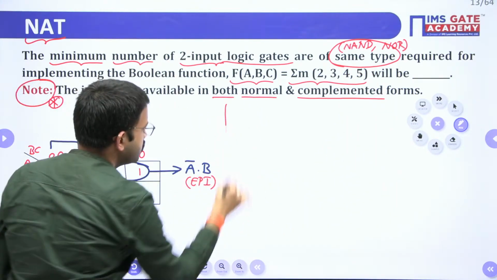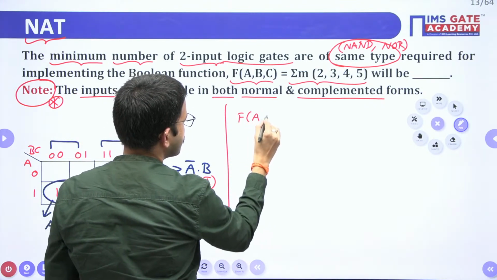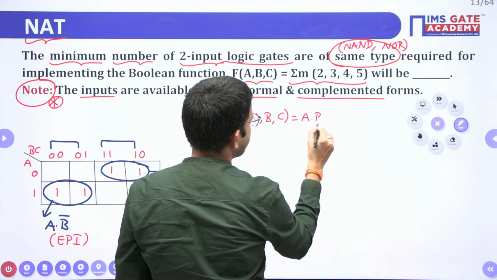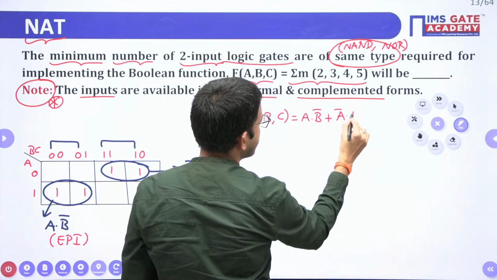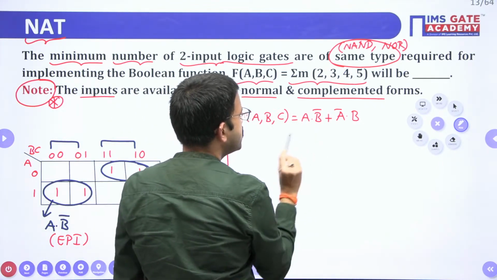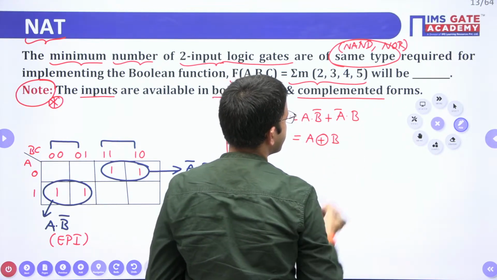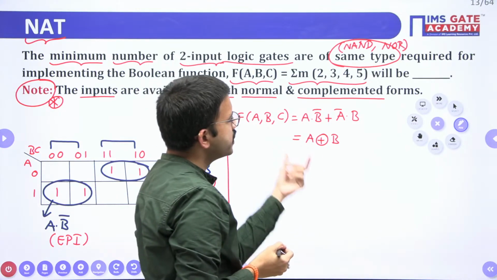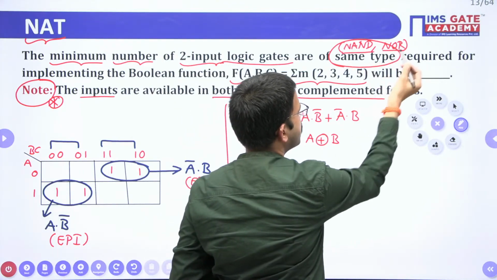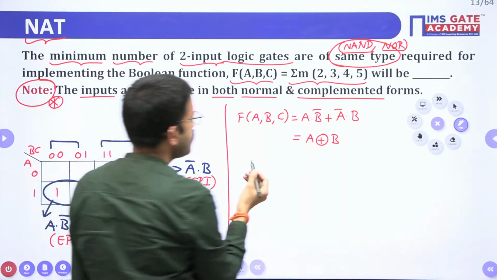So now you are getting f of ABC equals AB bar plus A bar B. This is nothing but A XOR B. In general, if you have a 2-input XOR gate directly, you can use that. That is a straightforward question, but here I want to discuss it with the help of NAND and NOR, so you can just mention NAND, NOR within brackets.